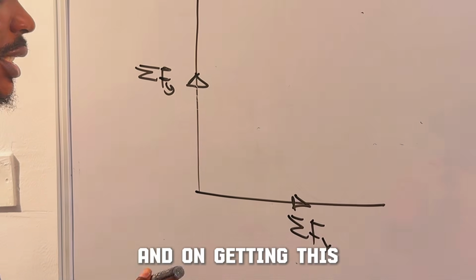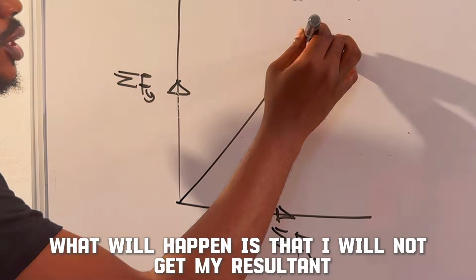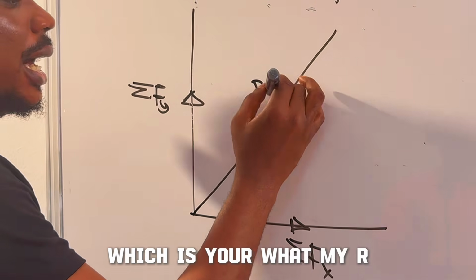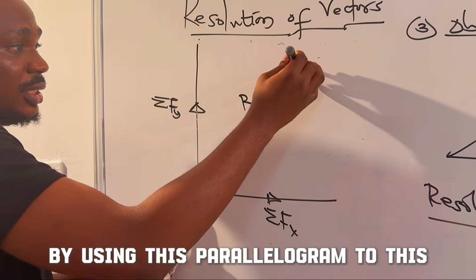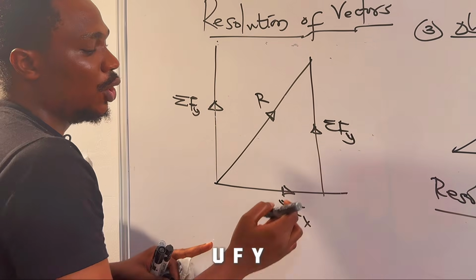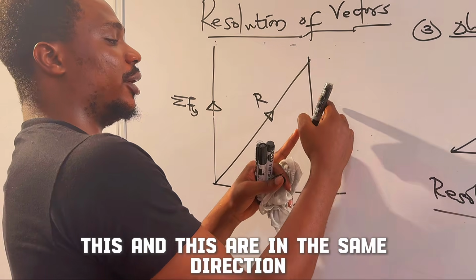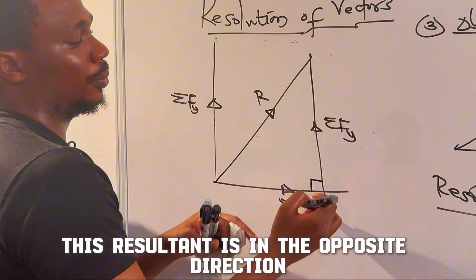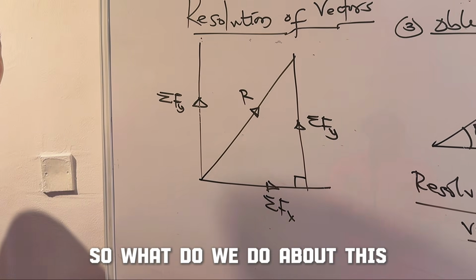And on getting this, what will happen is that I will now get my resultant, which is your R, by using this parallel to this, and this also your summation Fy. What do you observe? This and this are in the same direction. This resultant is in the opposite direction. So what do we do about this?